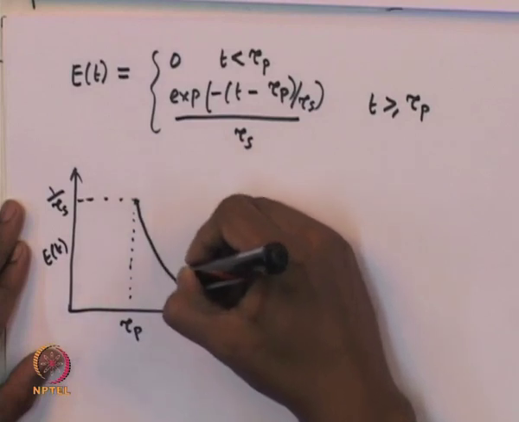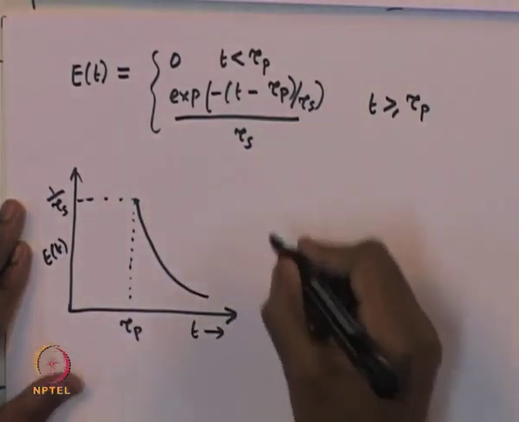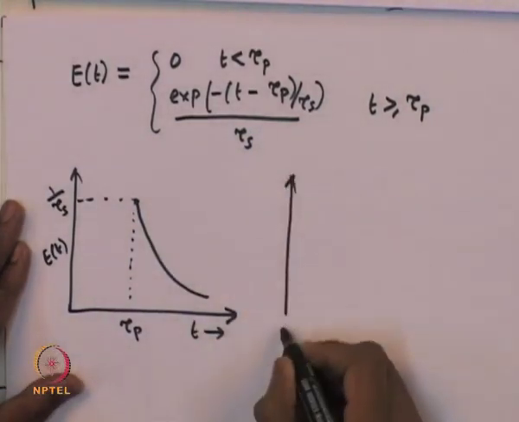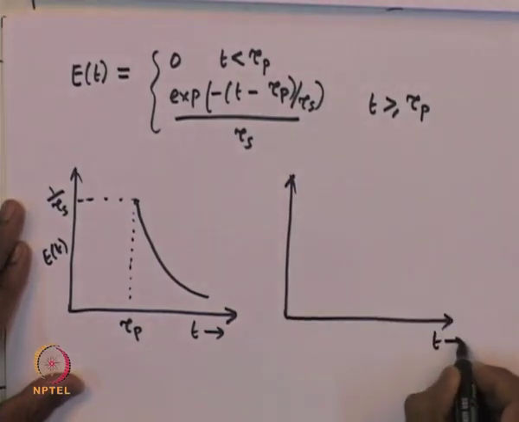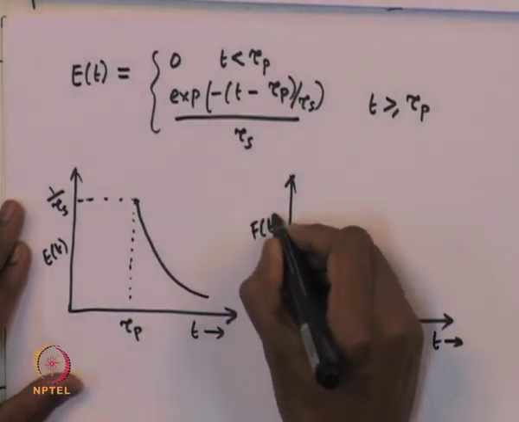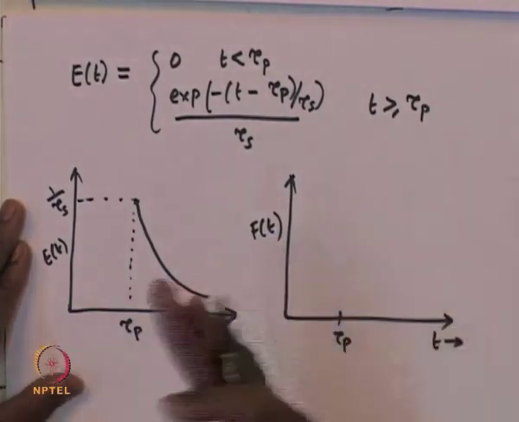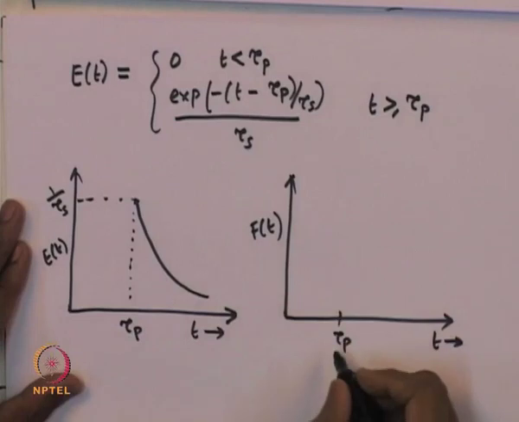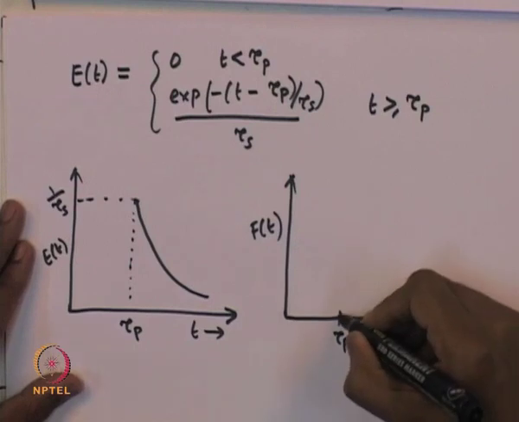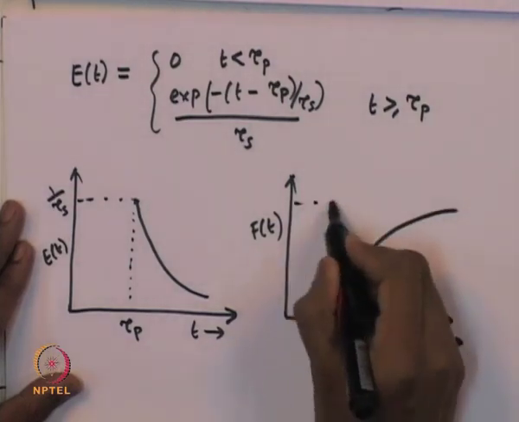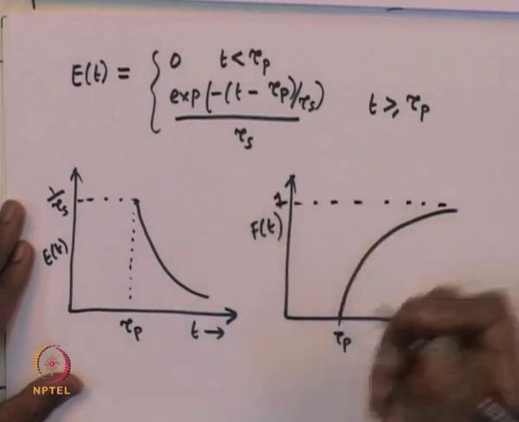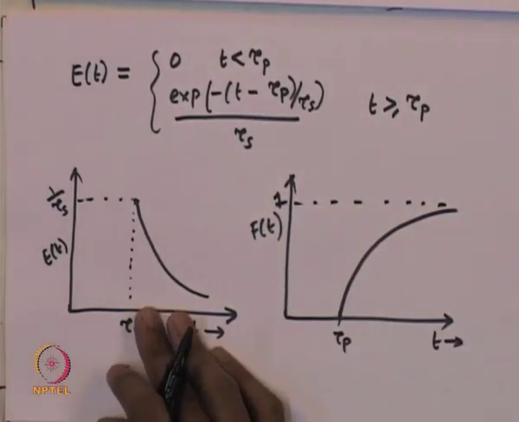And there will be an exponential decay, exponential fall. And then similarly, we can draw the F curve, and it will start at tau p, because the plug flow reactor is going to introduce a certain delay, and the delay time is equal to the space time of the plug flow reactor, and then there will be an exponential increase in the F curve, and it goes all the way up to 1. So, that is the residence time distribution for CSTR followed by a plug flow reactor.